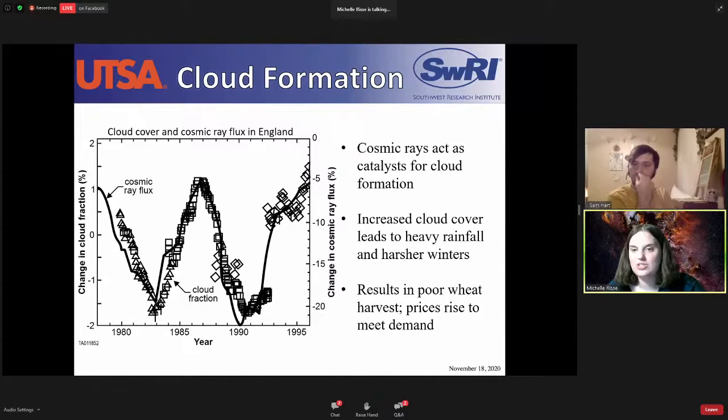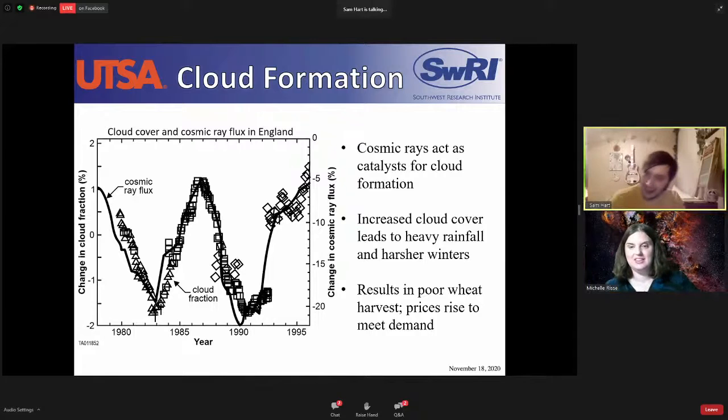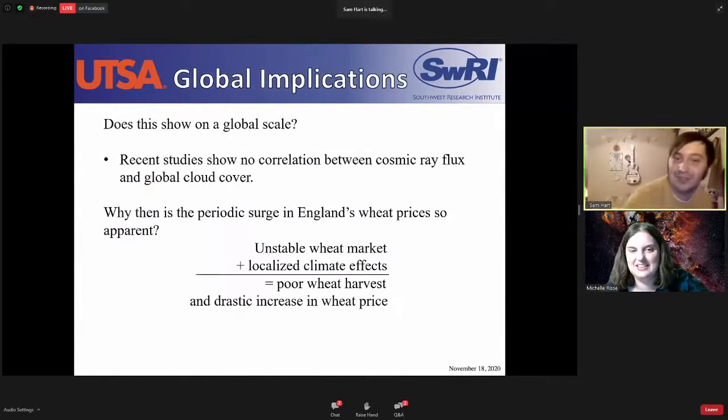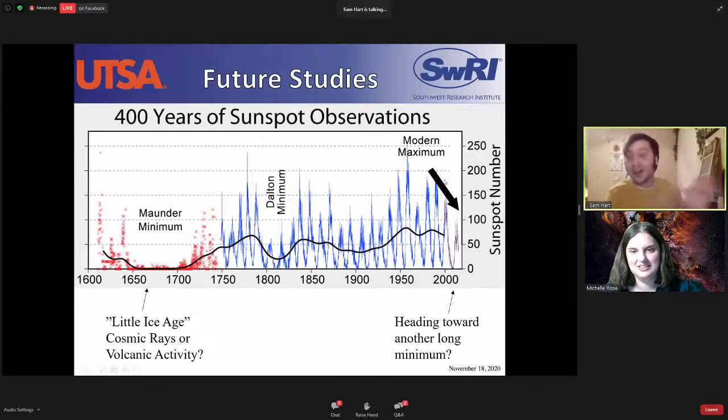Okay, next question. Where do you see this research going, and where would you like to see it go from here? Well, personally, from this image where I said we're heading toward possibly another long minimum, I would not necessarily be opposed to that. So I hope that our sun decides to stop producing sunspots, because that would be pretty interesting to see, because we would certainly know the answer to whether or not cosmic rays can actually do this or not.